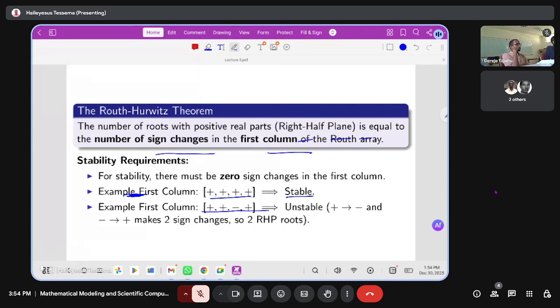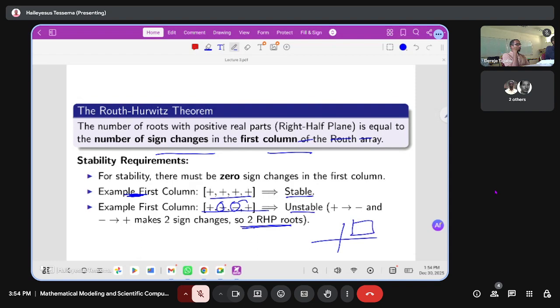If there is a change, have you seen here? Plus, plus, negative, plus, which is unstable because there are two changes, from positive to negative and from negative to positive. There are two changes, which means there are two roots in the positive half plane of the xy plane.